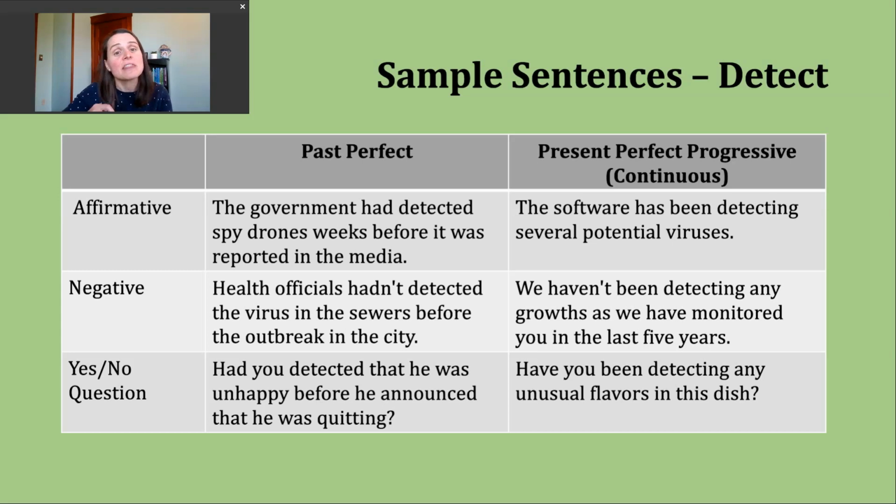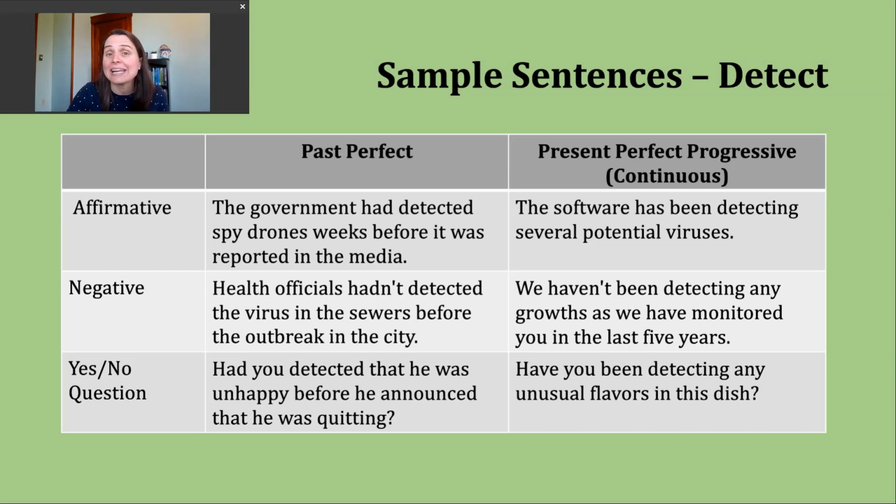And again, the use of past perfect is to note that this action occurred before another action, which is the reporting of this information. Now let's look at a negative past perfect sentence. Our structure is very similar. We always start with our subject, but then we're going to use had not and then the participle.